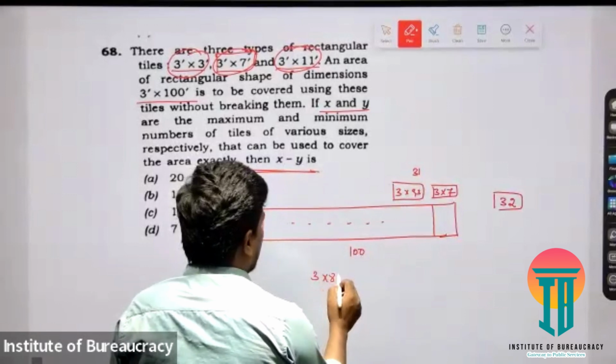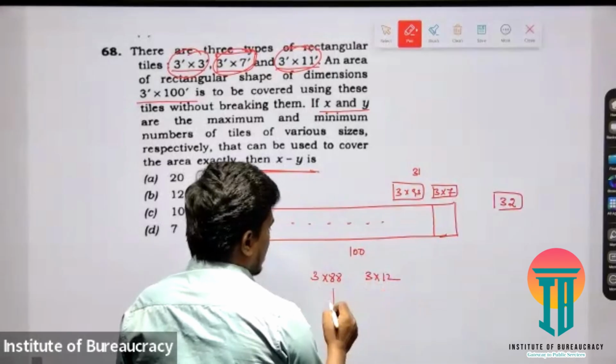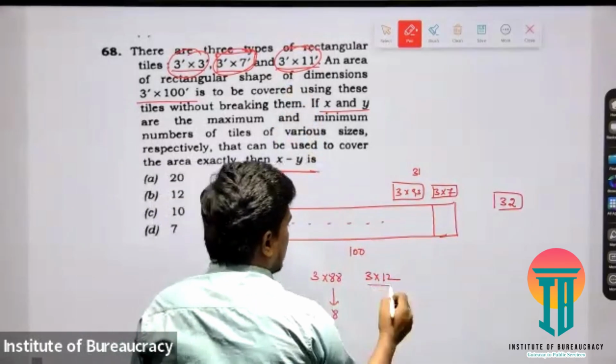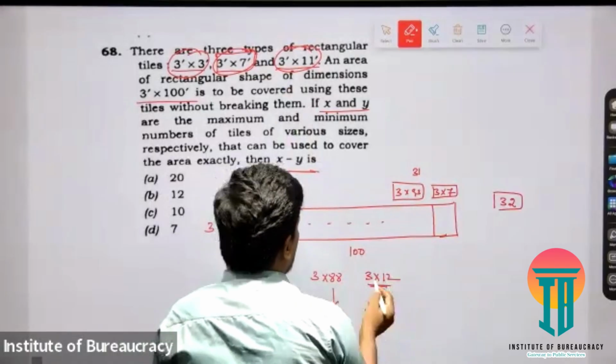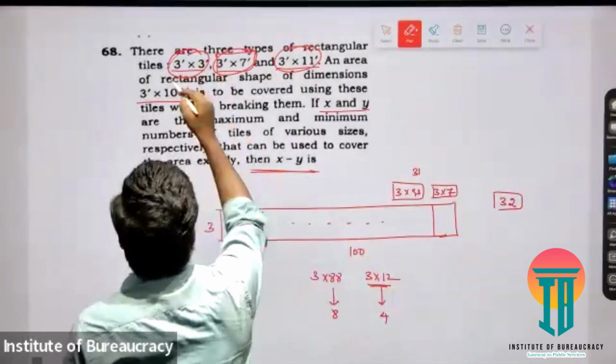3 into 88 I can use. Remaining is going to be what? 3 into 12. From here we have 8 times, 8 times I can use this. For this I can use 12, means 3 into 4, 4 times I can use this tile.